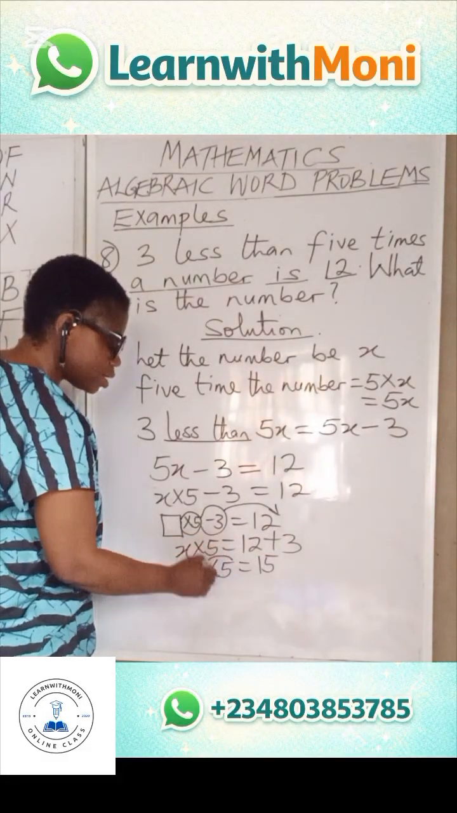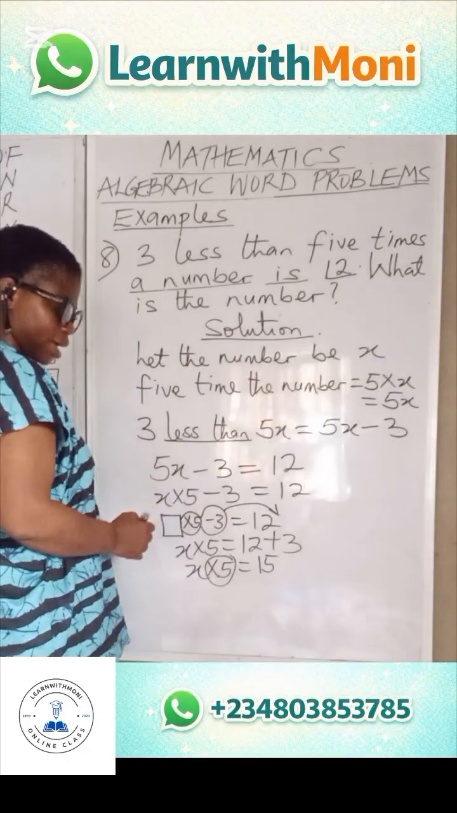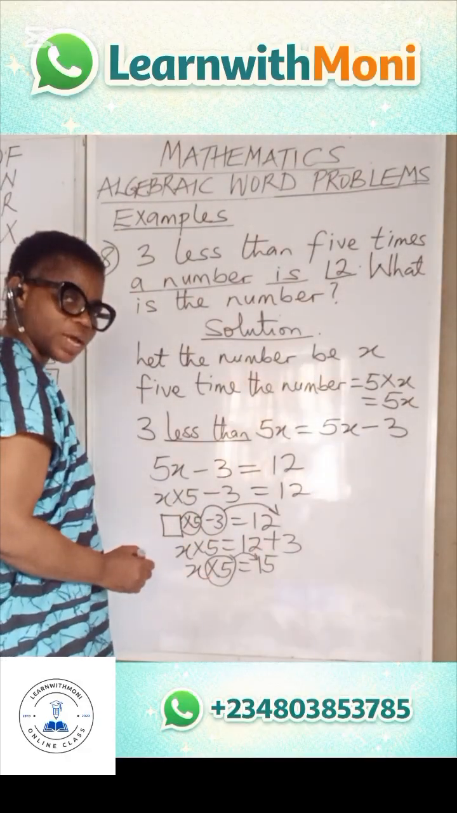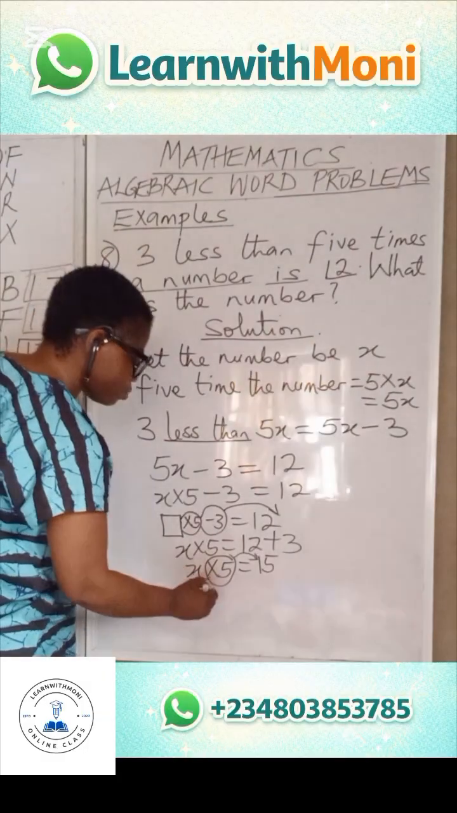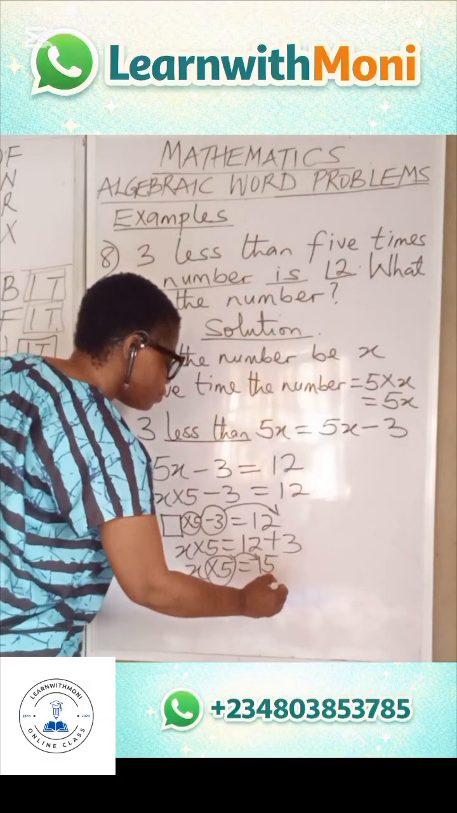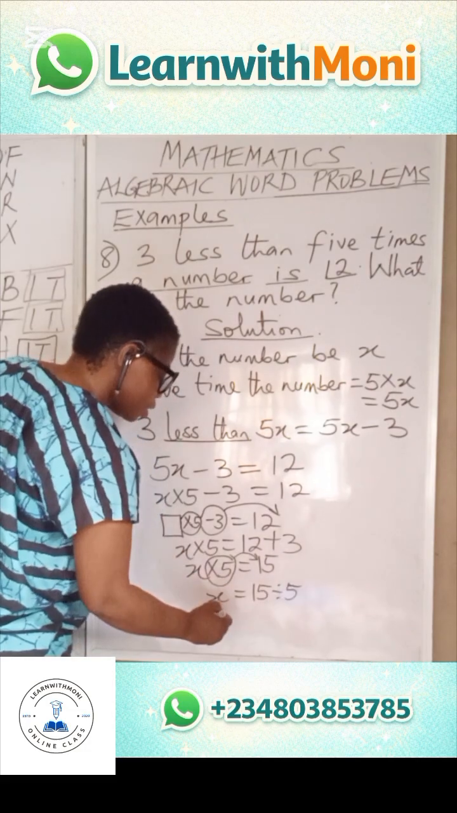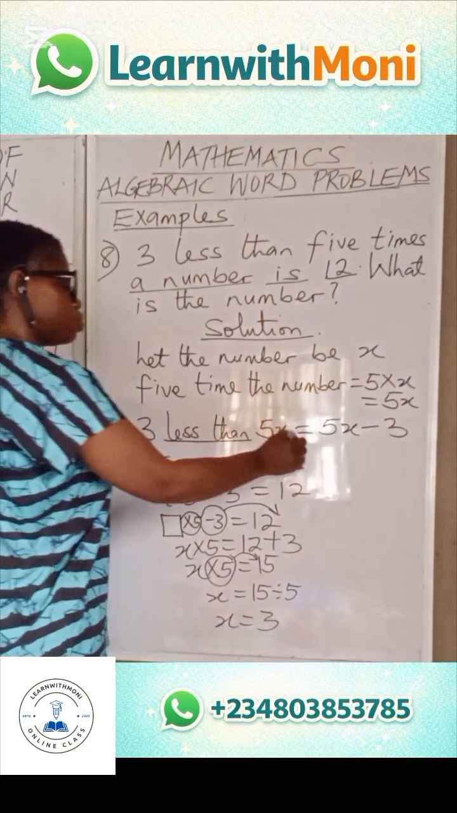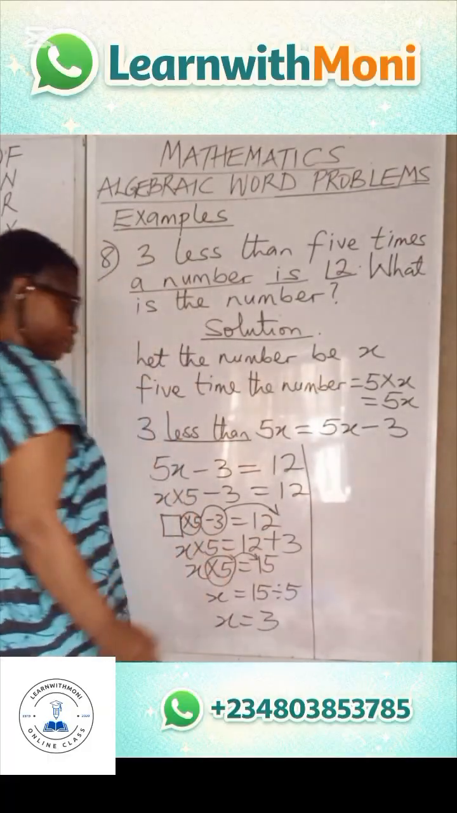Now you have to take your times 5 to the other side. When the times 5 gets to the other side, it will change to divided by 5. So on this side, you are left with x, which equals 15 divided by 5. 15 divided by 5 is 3. That means the unknown number is 3.